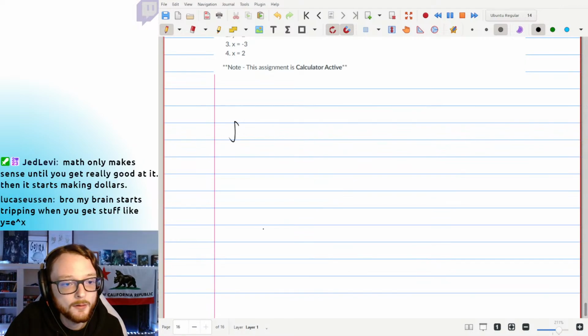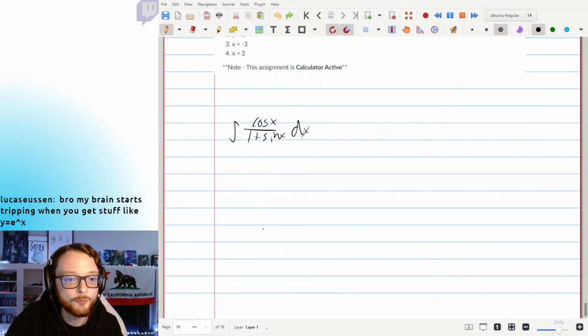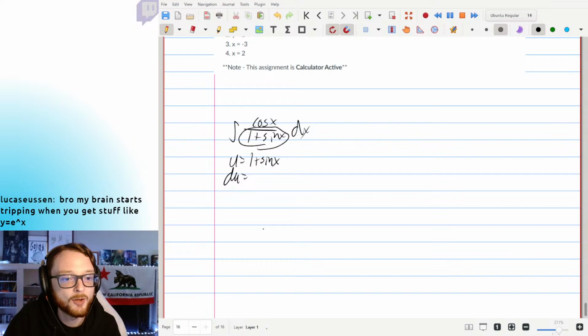Cosine x over 1 plus sine x. The thing to notice is that the derivative of sine is cosine, and so we have a really convenient u-sub we can do here. U is 1 plus sine x. Sorry, I should say the derivative of the entire denominator is just cosine x, not just the sine x piece.